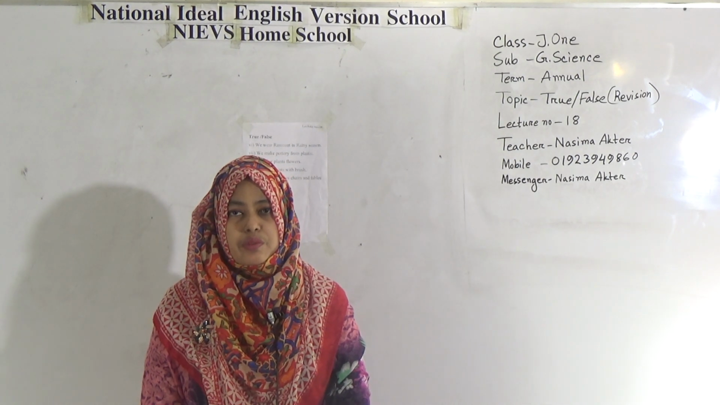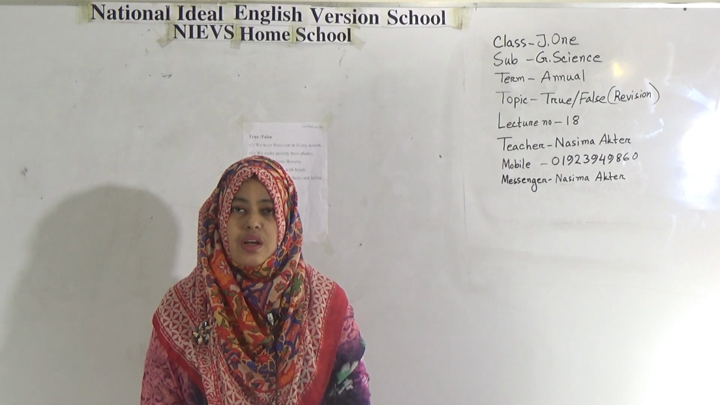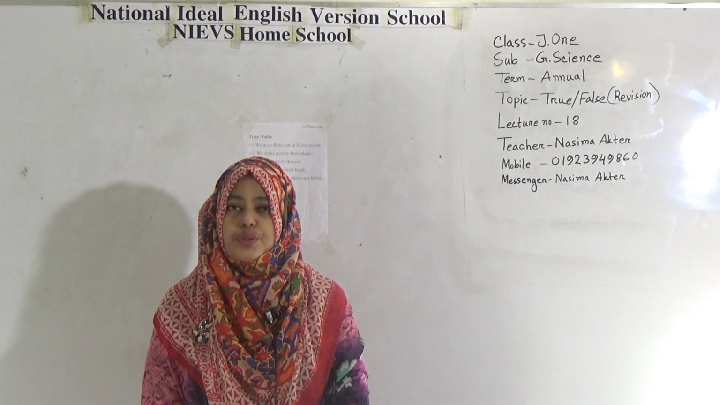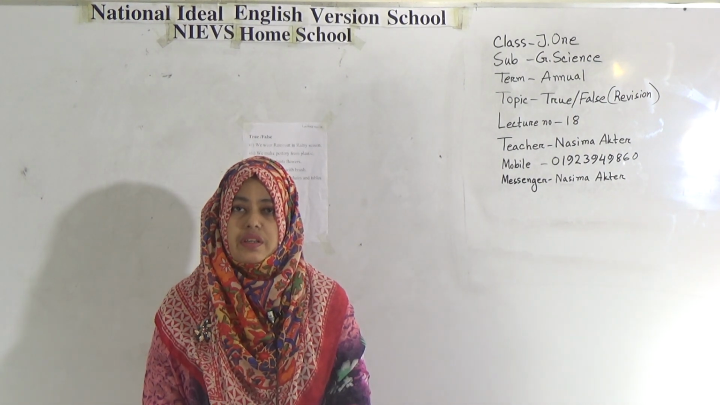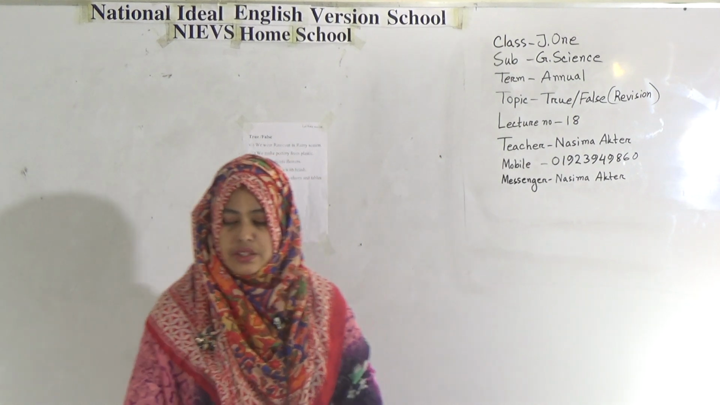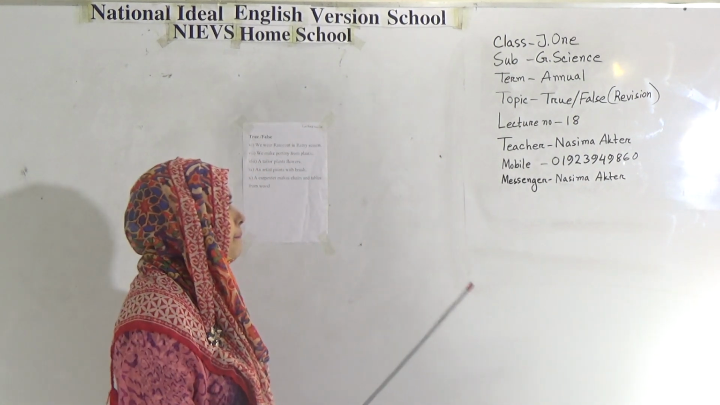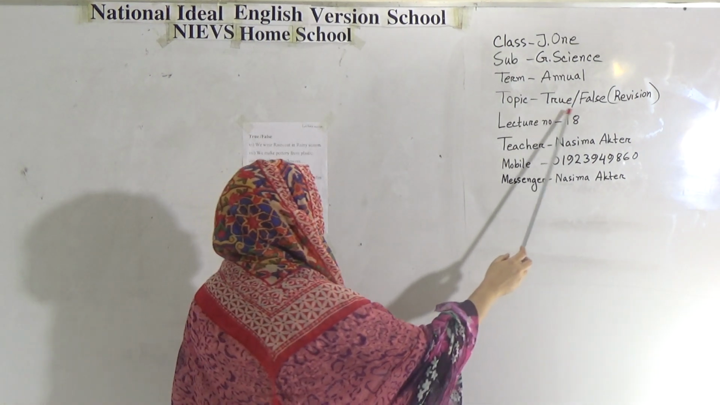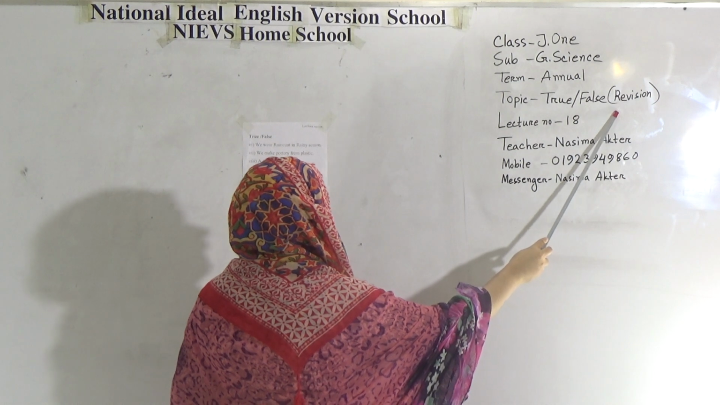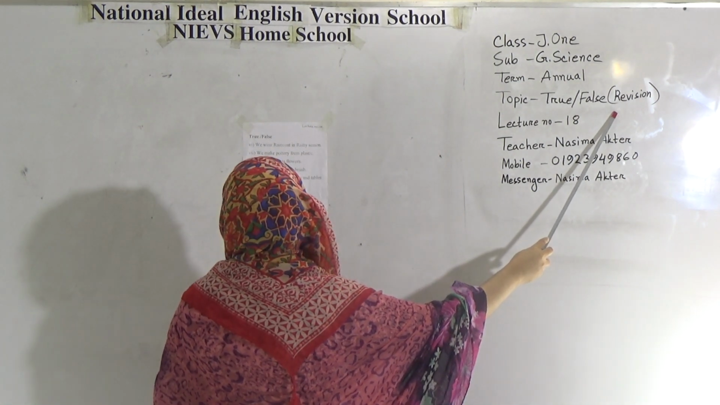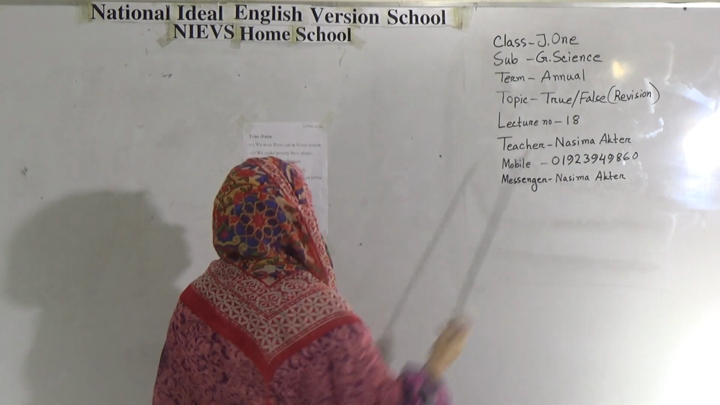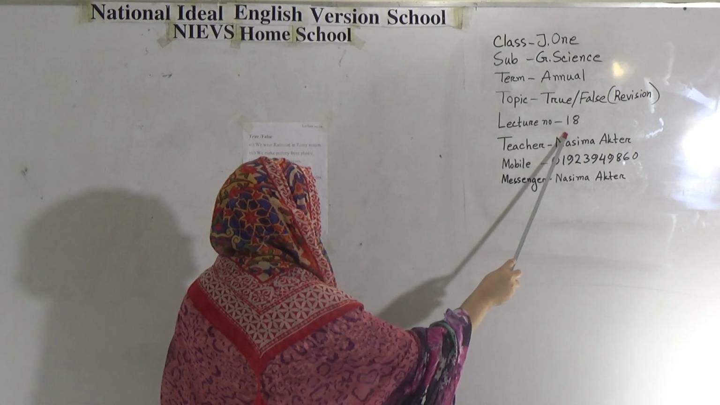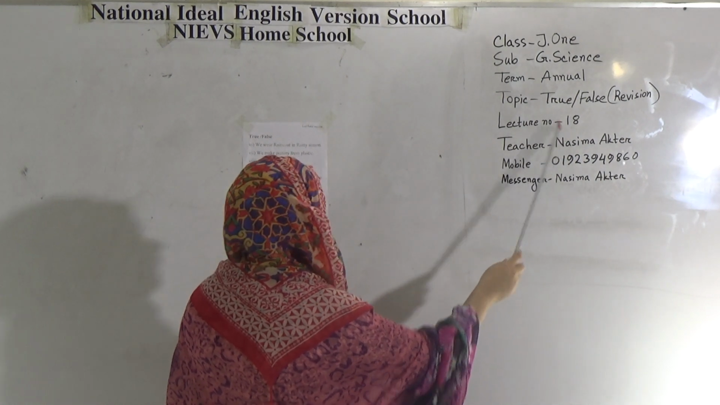Dear student, I am going to take a general science class for class Junior 1 students. Students, our today's topic is true false and this is our revision class. Let us see today's topic. Our today's topic is true false and this is a revision class, and today we will do from 6 number to 10 number true false, and this is lecture number 18.